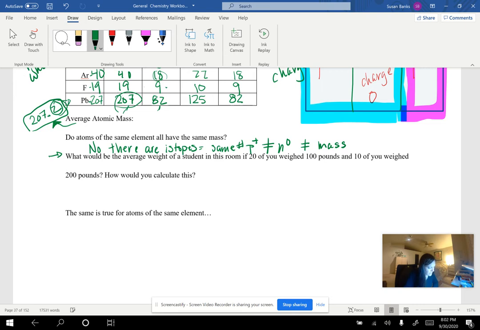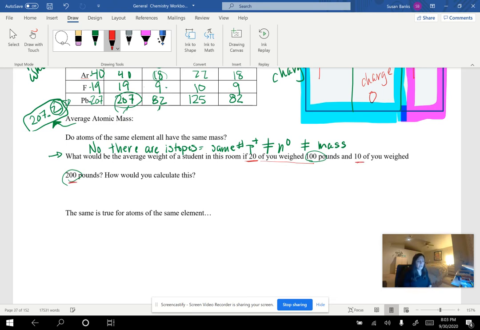What would be the average weight of a student if 20 of you weighed 100 pounds and 10 of you weighed 200 pounds? How would I take that average? Would I just go 100 plus 200? That gives me 300 divided by 2, because I have two different weights, and the average is 150. Would that work? No, that would not work because I have more kids weighing in at 100 pounds. So I have to weigh the 100 pounds more than the 200 pounds.